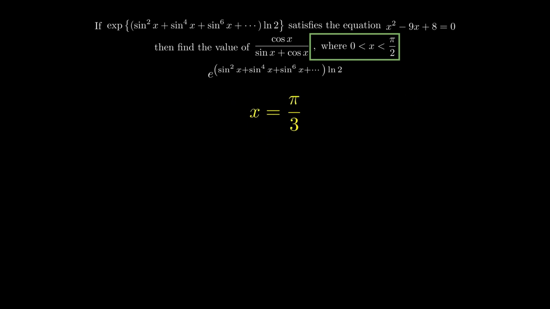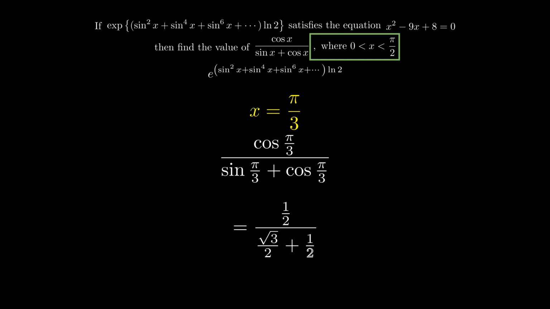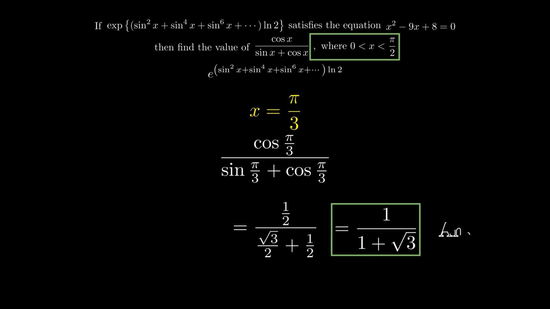Great! We now know the value of x, but we are not done yet. We need to find the value of this expression. Let's substitute x equals pi by 3 into this expression. We know that cos pi by 3 is equal to half and sin pi by 3 equals square root of 3 by 2. So substituting these values, the expression becomes something like this. Simplifying this, we get the final result, which is 1 divided by 1 plus square root of 3. And there you have it, the final answer.